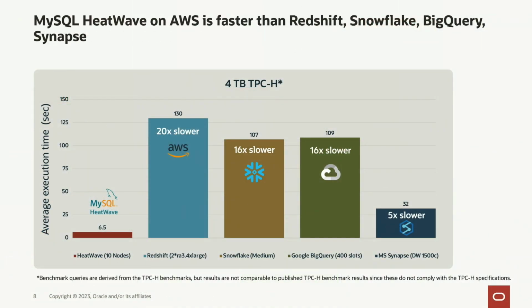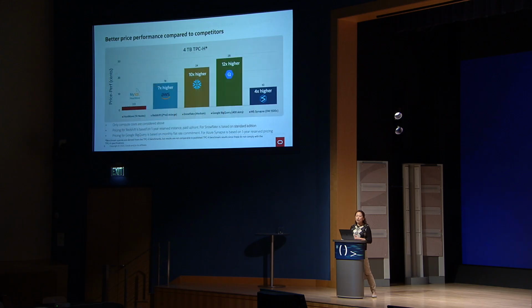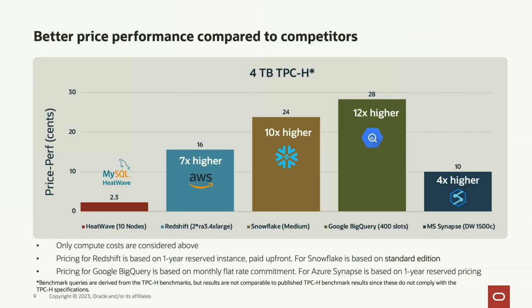But in terms of performance, if you're looking at HeatWave on AWS, when we're comparing to our competitors, whether it's Redshift, Snowflake, BigQuery, or Synapse, we are still much faster. This is based on our 4 terabyte TPCH data. And if you're looking at price performance, we are also much better price performance across the board.